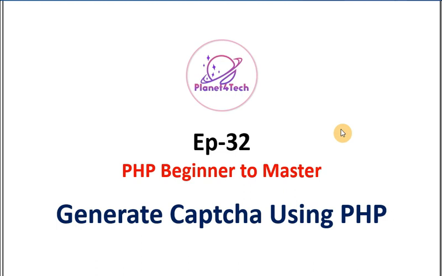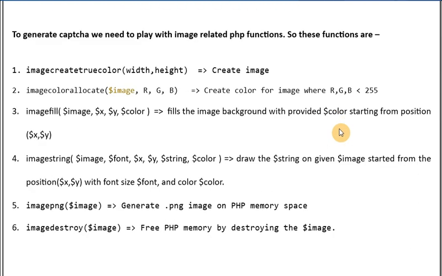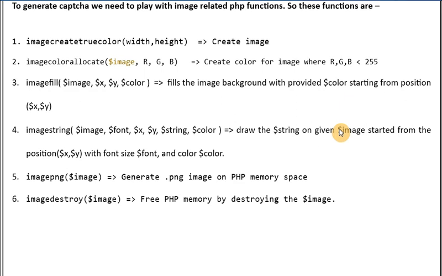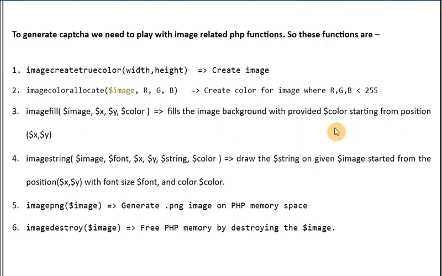Before moving ahead, we need to understand a few PHP image related functions. There are a few functions which are going to be used to generate the captcha here. So I have listed them here. There are lots of image related functions, but I have listed only six because these six we are going to use while generating the captcha in PHP.